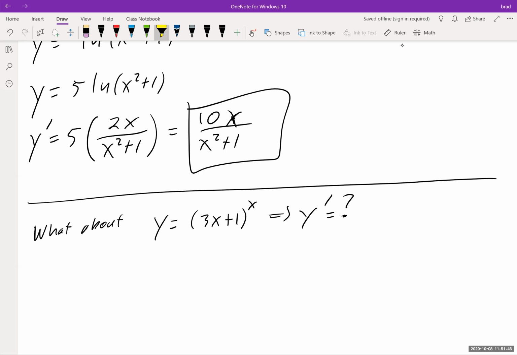So I basically know that this variable being up here and this variable being in the base is what's causing me a problem. I can't get rid of the 3x plus 1 because that's the base, but I could move that x down to the level playing field. I could move x down to here if I had a logarithm.